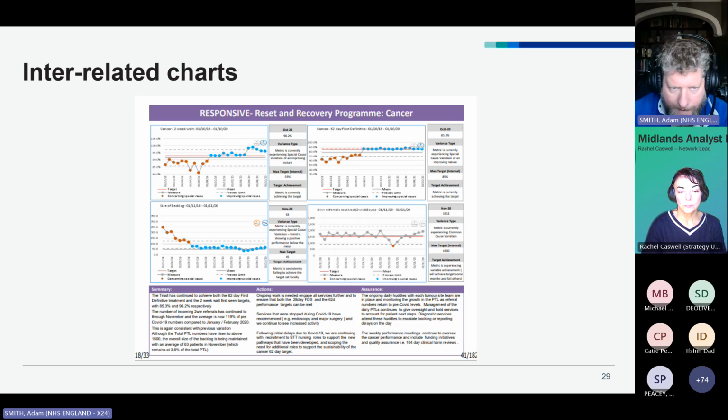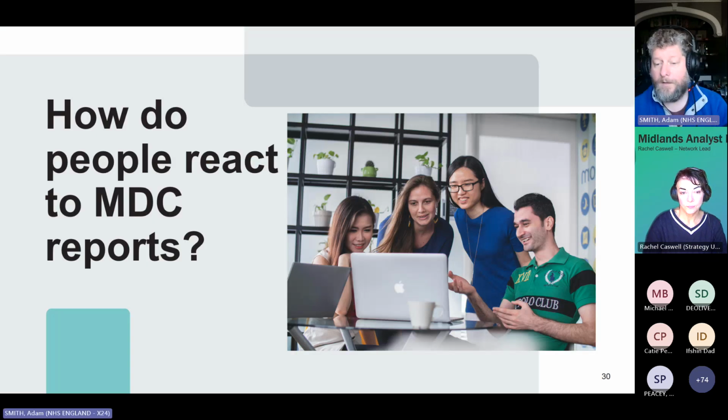We've got a nice bit of narrative. We've got some summaries, some actions, some assurances, and we've got these summary icons as well. So quickly we can see across 4 measures, across a program of cancer, we can start to see what's going on with different measures.